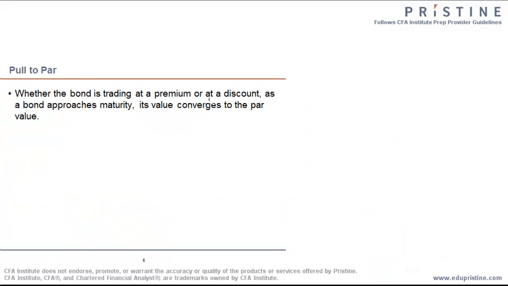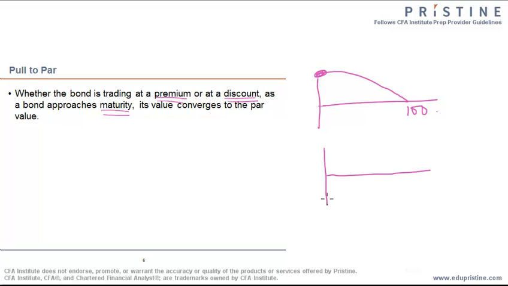What pull to par basically means is that whether a bond is trading at premium or at a discount, as it approaches maturity, it converges to the par value. So whether a bond is trading at a premium, it will converge to par value, or a bond is trading at a discount, it would converge to par over time. Let's look at a question.